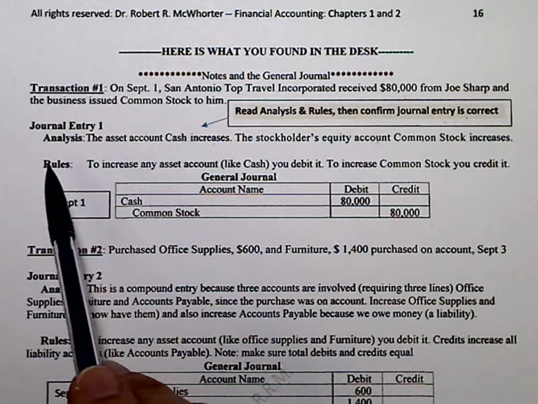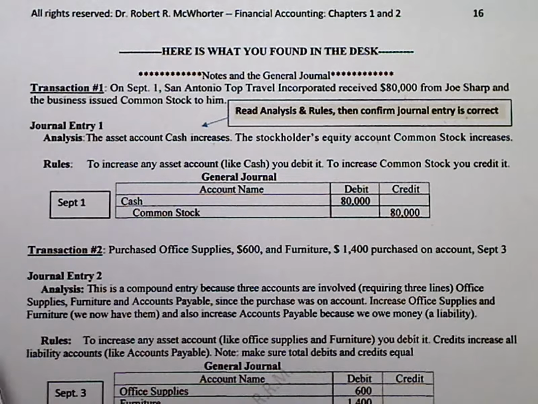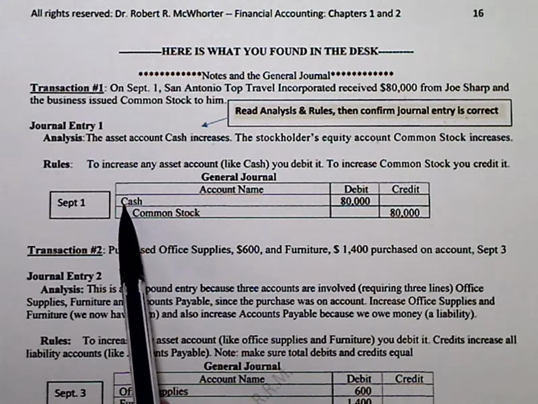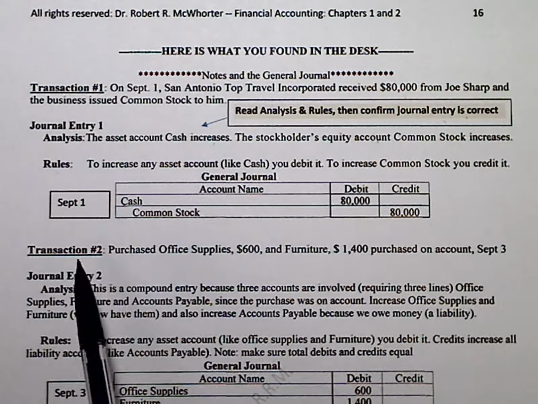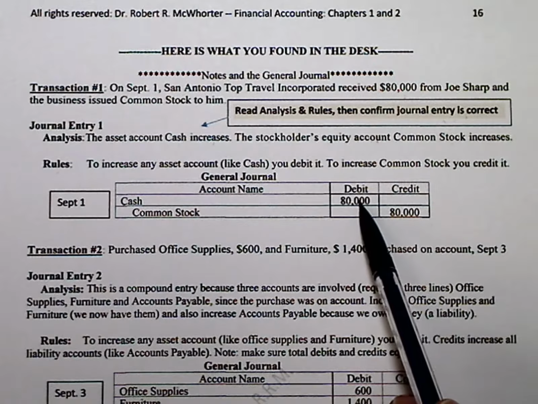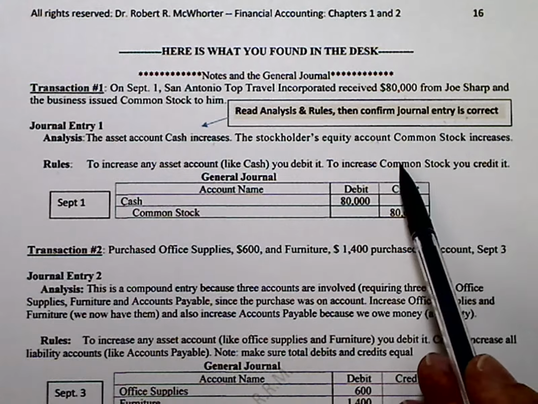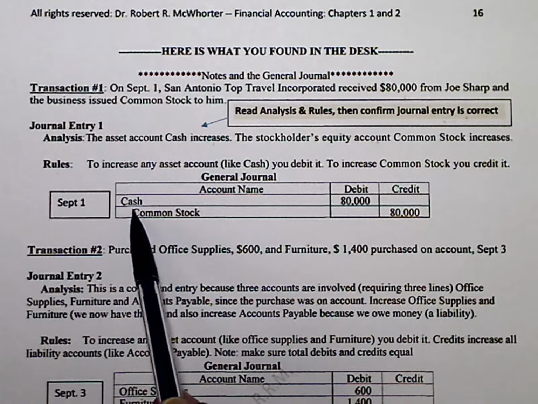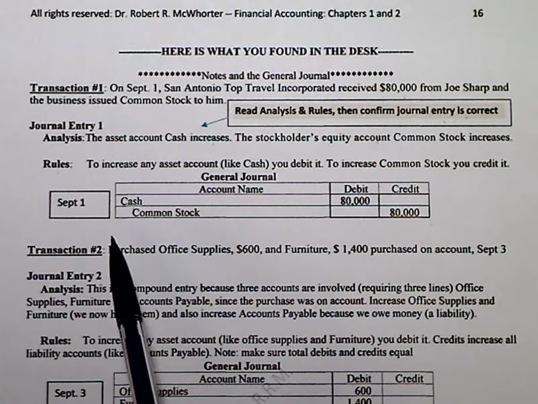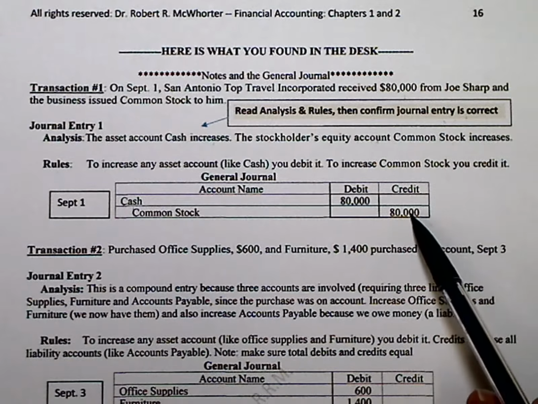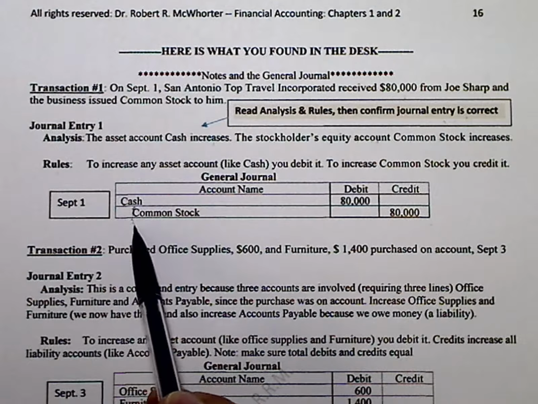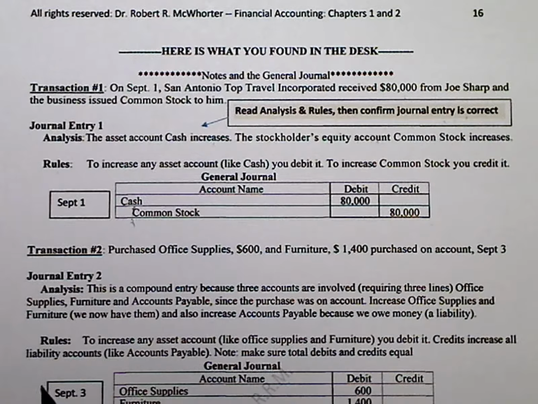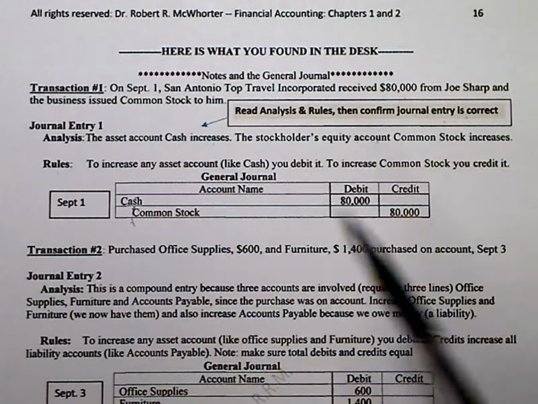Now you go over and look at the rules on page 10. How do you increase any asset account, including cash? What do the rules say? Debit cash $80,000 and common stock. Look at the rules. How do you increase common stock? You increase it with a credit, and credits are written on the second line and they're indented. Cash up, common stock up.